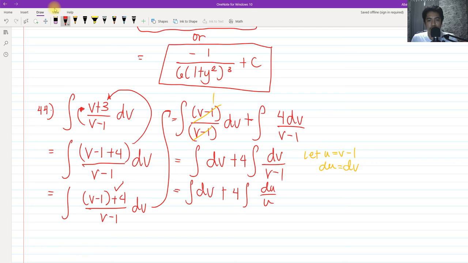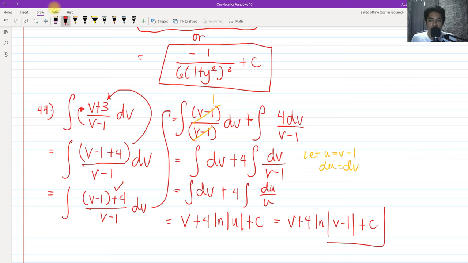as du all over u. So we have v, since the integral of dv is v, plus 4 ln of the absolute value of u plus c. But we have to go back to the original variable. So we have v + 4 ln of the absolute value of u. What is u? That is v - 1, plus c. So this would be our final answer.